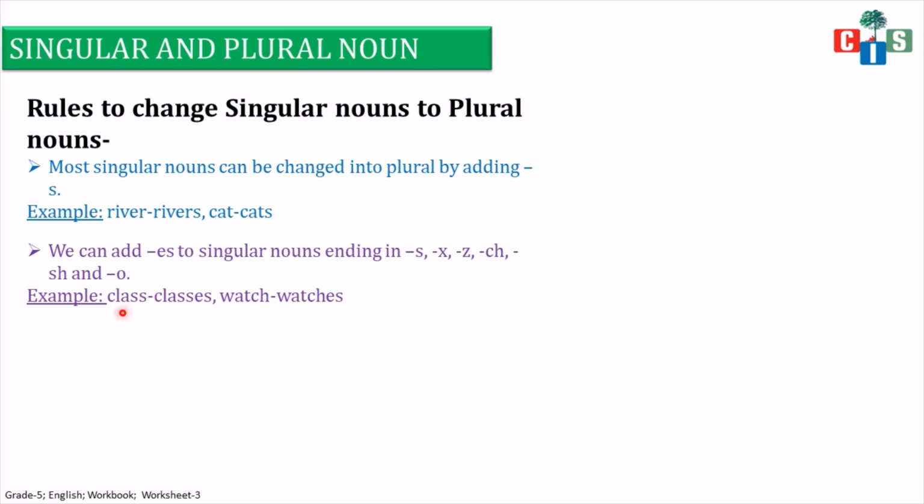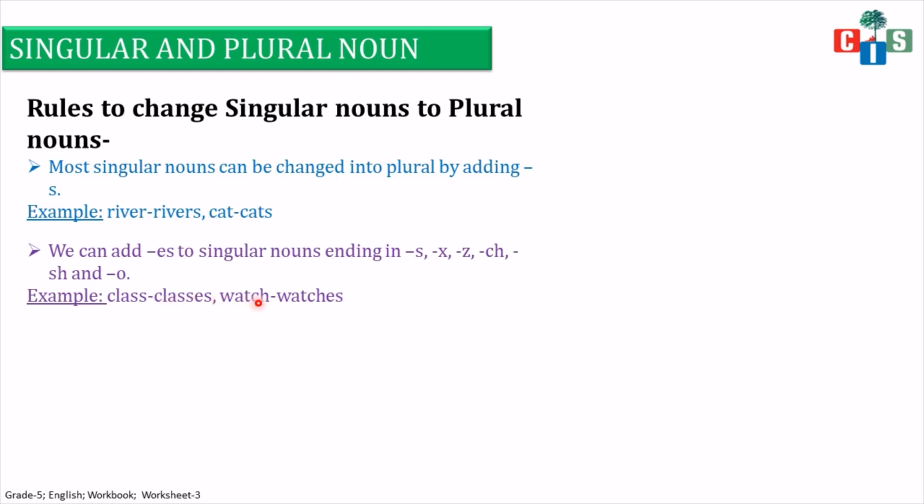For example, see scholars here, class. Class is a singular noun, which we have to change into plural. This word ends with s. Okay, so what we have to do, we have to add es. As per rule we add es here, so it will become classes.